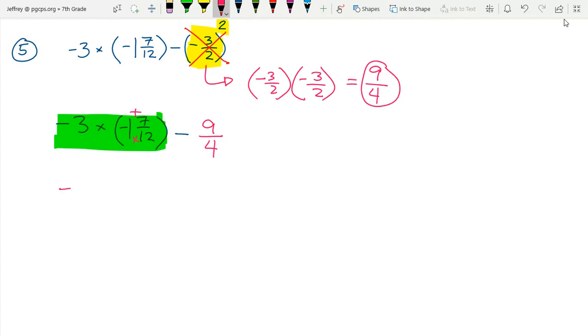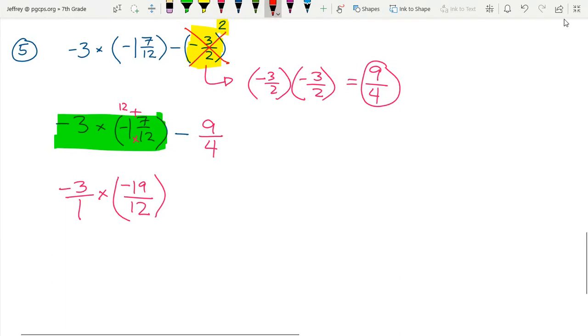So it's going to be negative 3. Remember, a whole number has a denominator of 1. Times 12 times 1 is 12 plus 7, and that will give us a negative 19 over 12. The denominator stays the same. Okay, so I'm going to do this first. I'm going to leave minus 9/4 last.